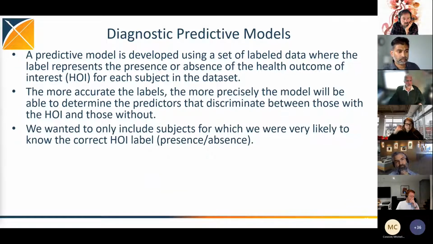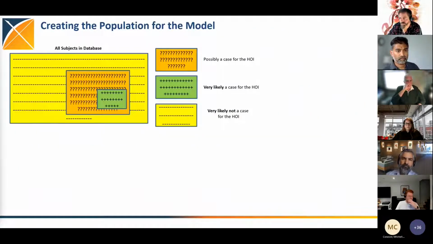So in our method, we wanted to assure that when we built the model, we only include cases where we knew the label fairly confidently, a high probability of either being a case or not being a case. So here's the way we did that.